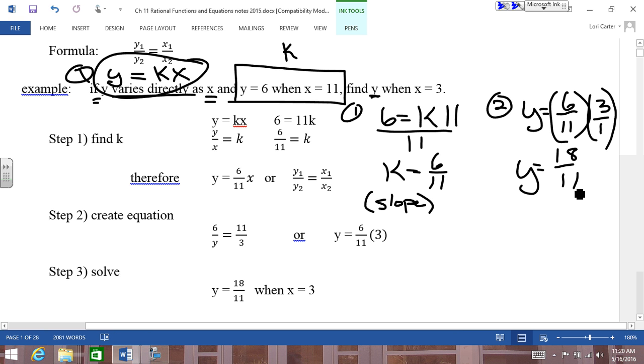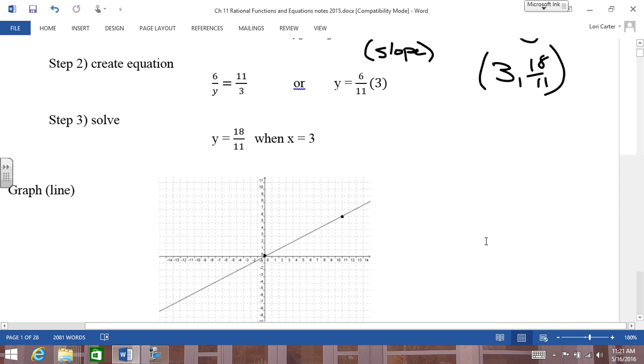Okay, what point did we just find? A point has an x and a y in it. So it's 3, comma, 18 over 11. To check your work, go to your line. 3, 18 over 11 is about 1.5. Is that where my dot is?